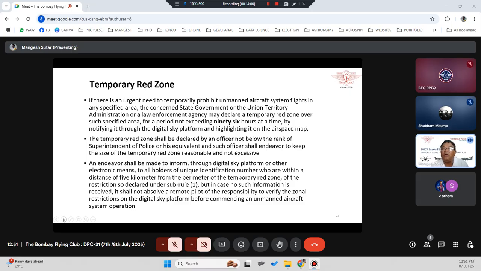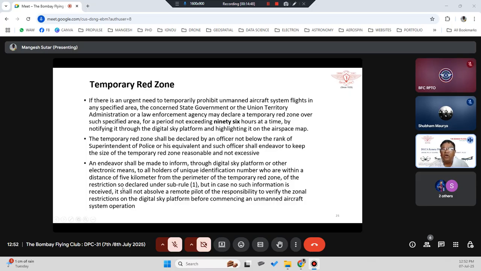But that doesn't mean that you have to wait for that communication to come. If you see the last line, an endeavor shall be made to inform through the Digital Sky platform or other electronic means all holders of unique identification numbers who are within a distance of 5 kilometers from the perimeter of the temporary red zone of the restriction so declared by sub rule 1. But in case no such information is received, for example, I have a UIN number and I am part of that zone which is temporarily converted into a red zone, I cannot say that I didn't receive any information, I don't know about it.